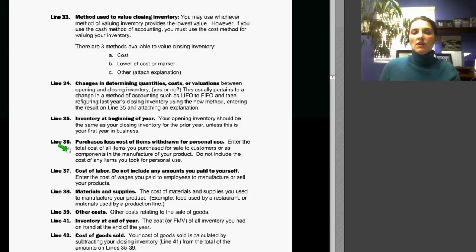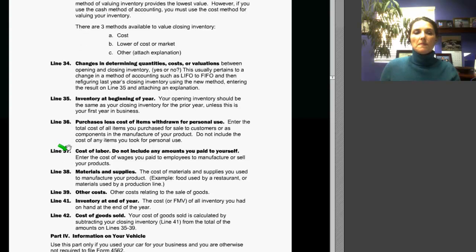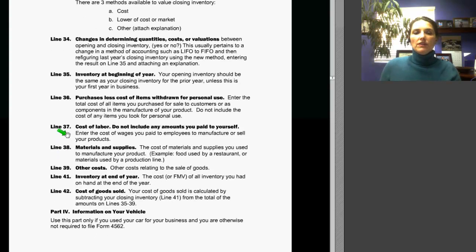Purchases less cost of items withdrawn for personal use. Enter the total cost of all items you purchased for sale to customers or as components in the manufacture of your product. Do not include the cost of any items that you took for personal use. Cost of labor. Do not include any amounts you paid yourself. Enter the cost of wages you paid to employees to manufacture or sell your products.